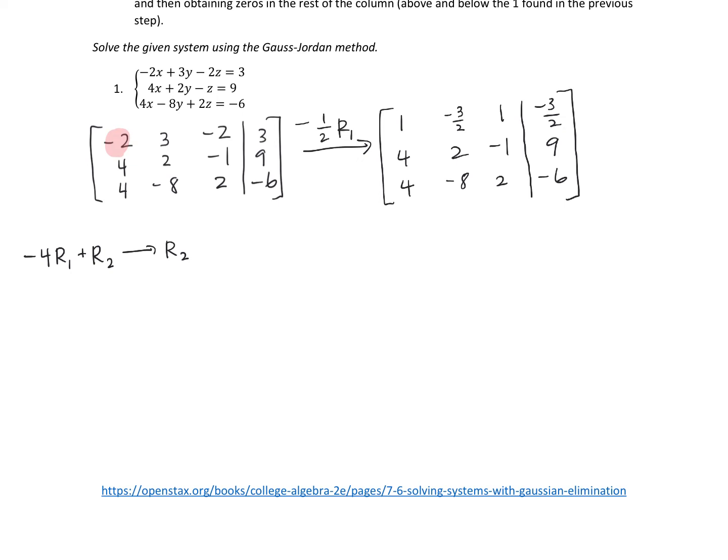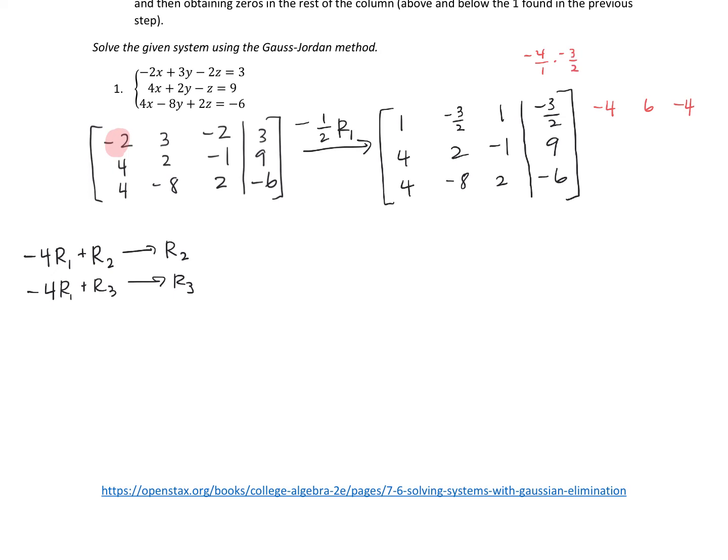At the same time, I'm going to do that row operation, but I'm also going to go ahead and do the third row as well, because it's the exact same process, since they're both 4s, which is really nice. So if I multiply the first row by -4, I will have a -4, -3 times -4, so -4 times -3 is +12, and 12 over 2 is 6. And then -4 times 1 is -4. -4 times -3/2.